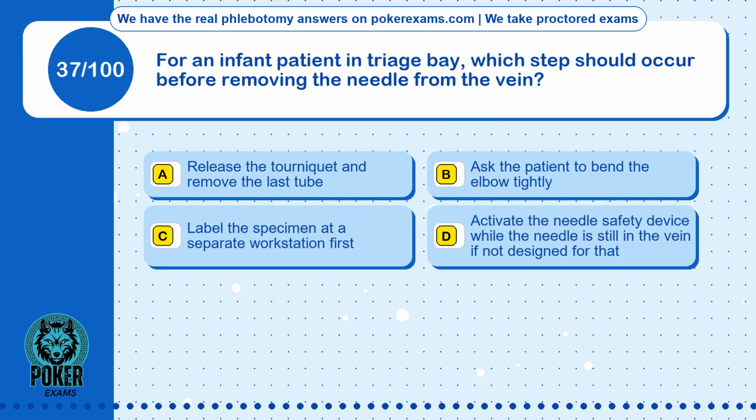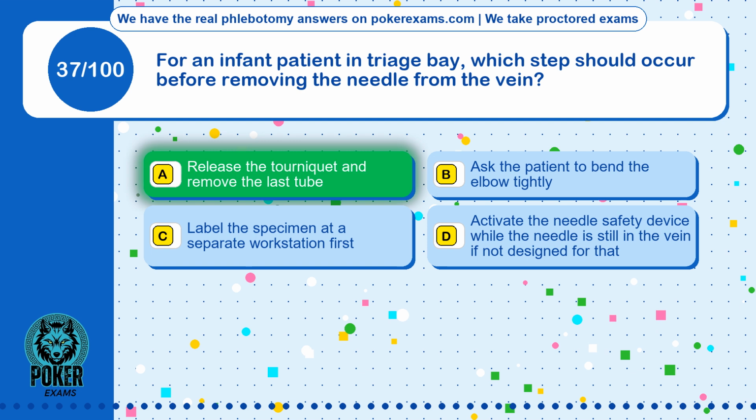Question 37. For an infant patient in triage bay, which step should occur before removing the needle from the vein? Option A. Release the tourniquet and remove the last tube. Option B. Ask the patient to bend the elbow tightly. Option C. Label the specimen at a separate workstation first. Option D. Activate the needle safety device while the needle is still in the vein if not designed for that.